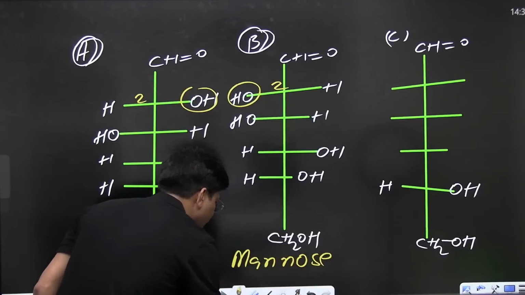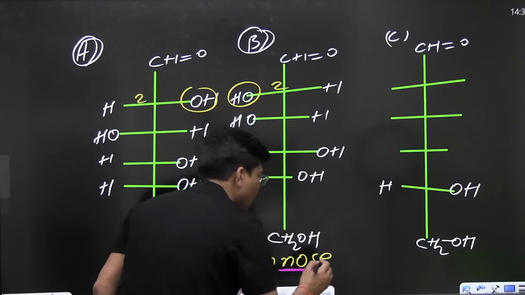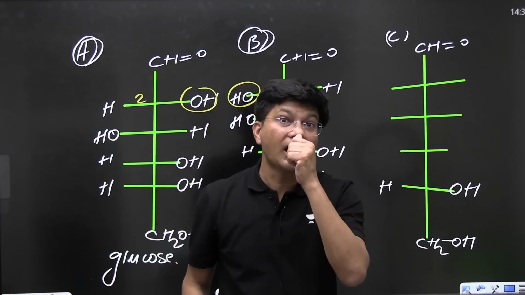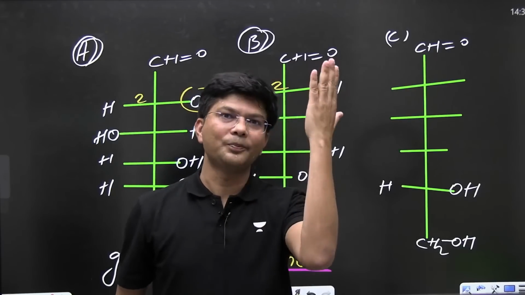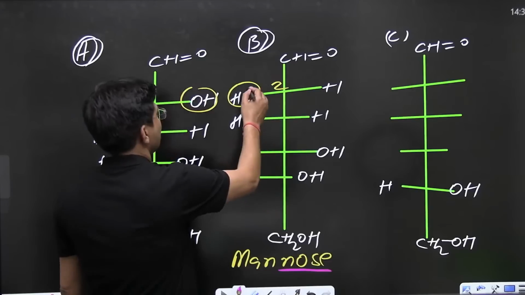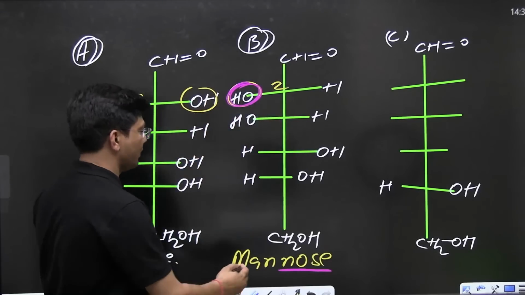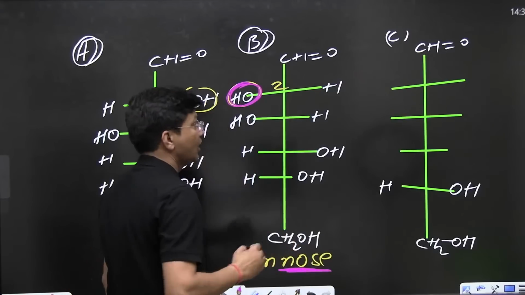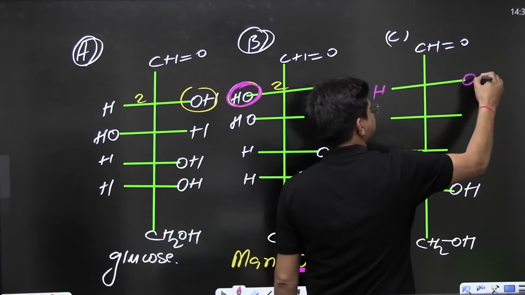Here is one trick. Nose is always on the upper hand side. See here, nose is over here, up. If the difference is on the second carbon, we will call it mannose.